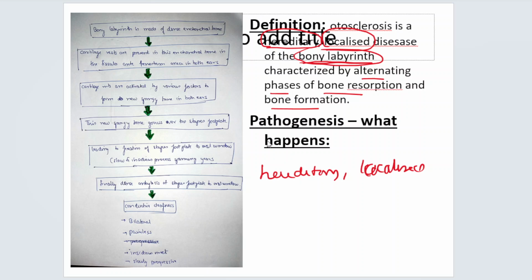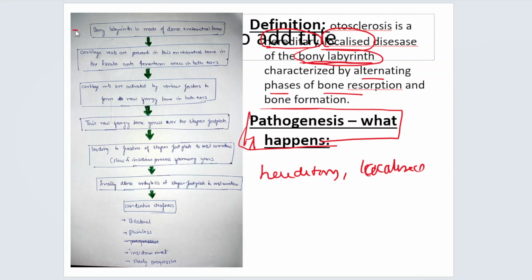Now, the most important thing is pathogenesis. If you know what happens in the pathogenesis, you will come to know everything about otosclerosis. What are the clinical features? What is the treatment? What investigations do you want to do? What is the differential diagnosis? Everything you can explain by the pathogenesis. So step by step we are coming.